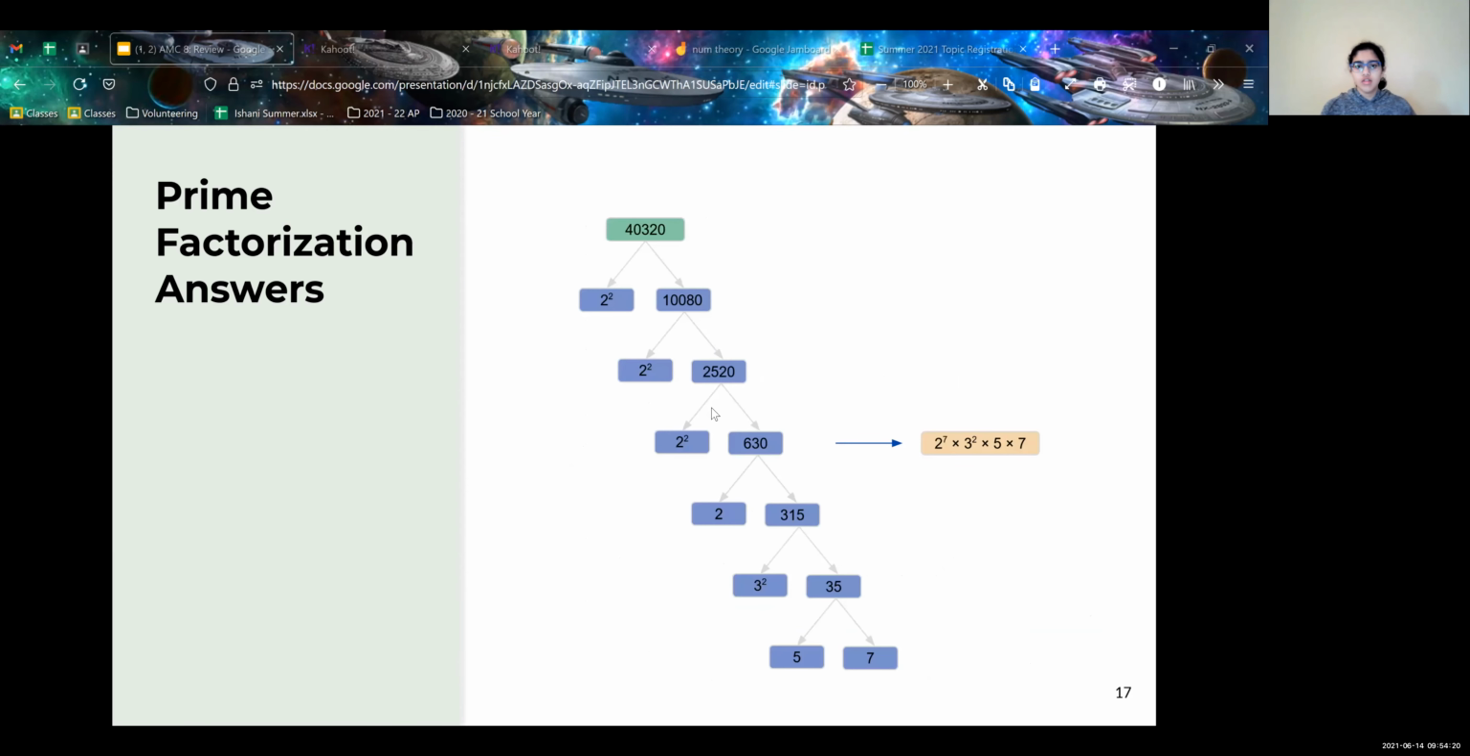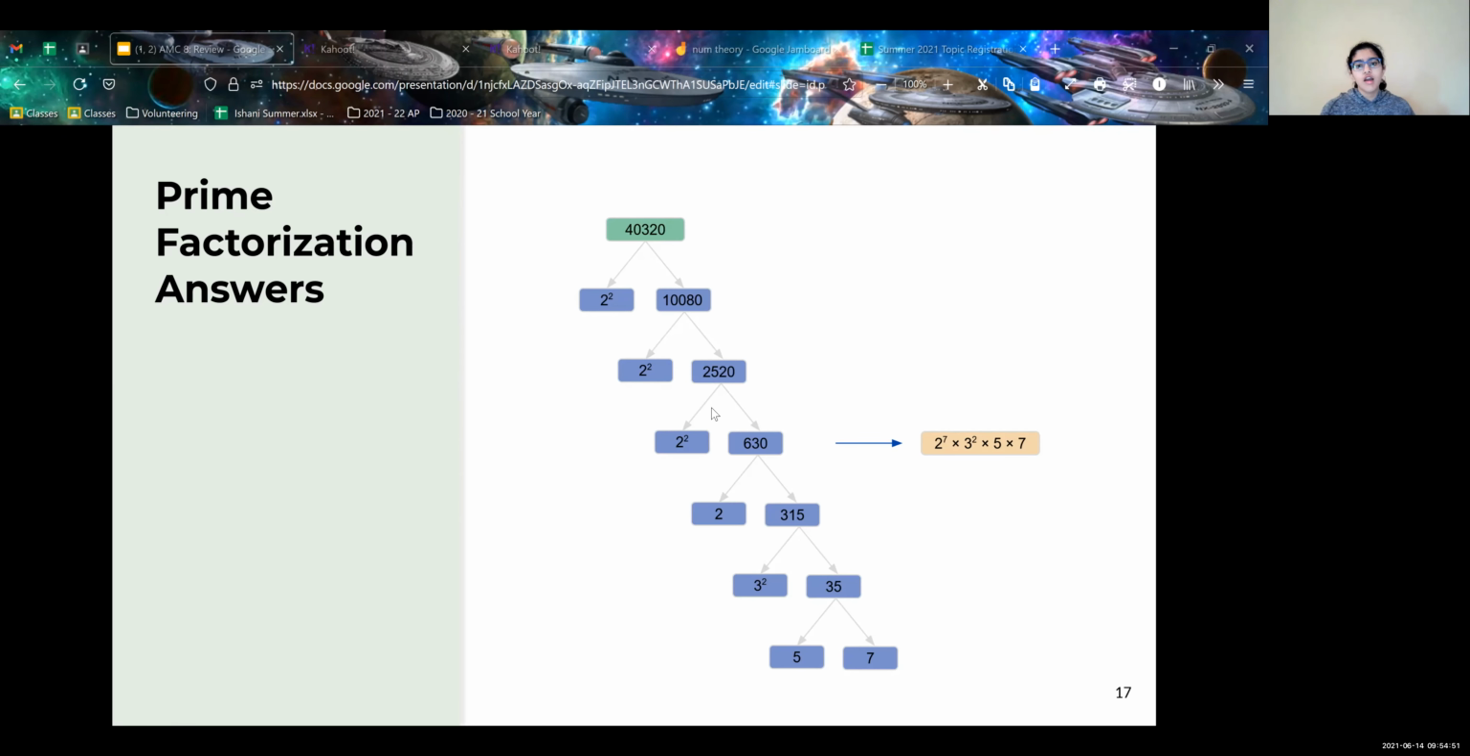40,320 is divisible by 2 squared. It's divisible by 4 because 40,320 ends in 20. So we divide out 4 and we get 10,080. And we divide out 4 again because 80 is a multiple of 4, and that means 10,080 is also a multiple of 4. So we get 2,520. We divide out 2 squared again because 20 is a multiple of 4, and then we get 630.